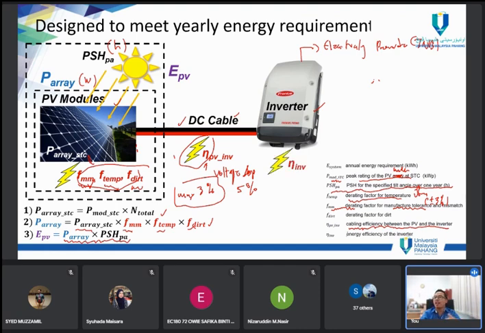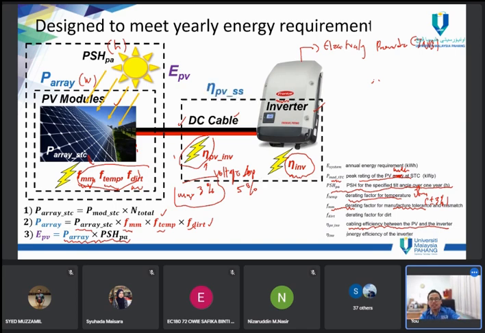After that, we have another factor, which is the inverter efficiency. This will totally depend on the brand. For example, I just took this from the internet. This is the Fronius brand, not the Huawei one, the Fronius one. The Fronius, for example, produces 96%. So that is the inverter efficiency.